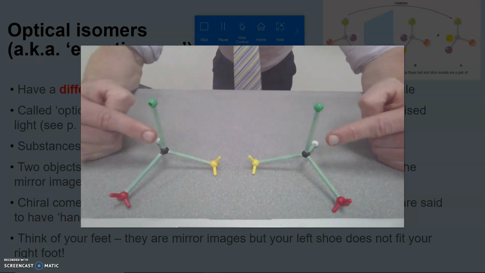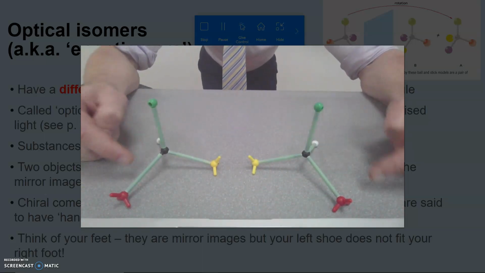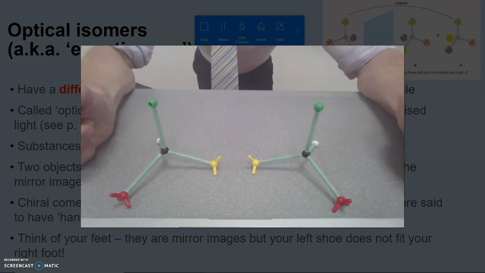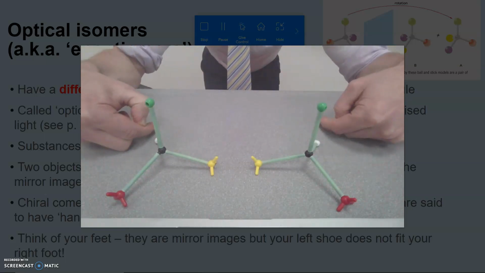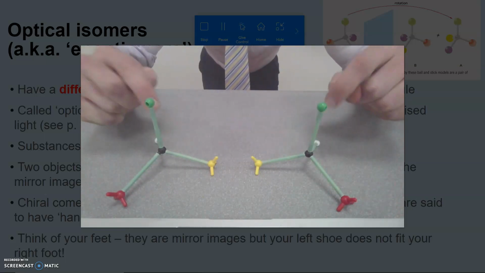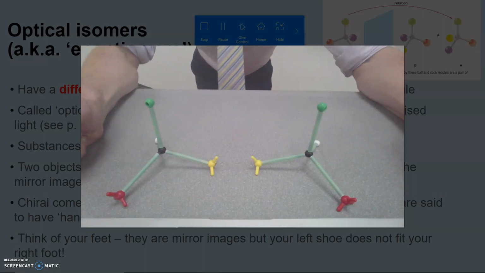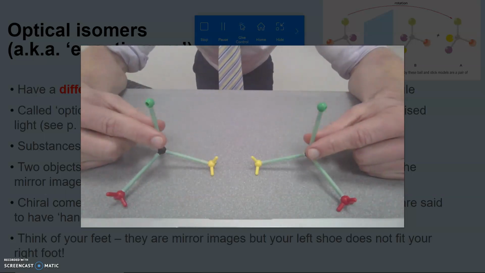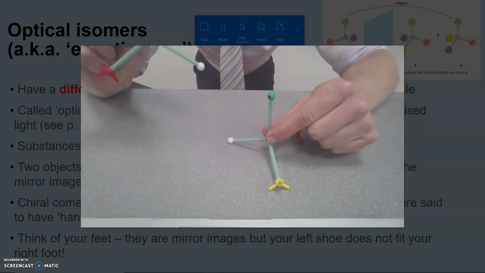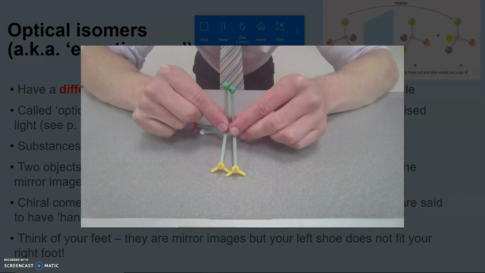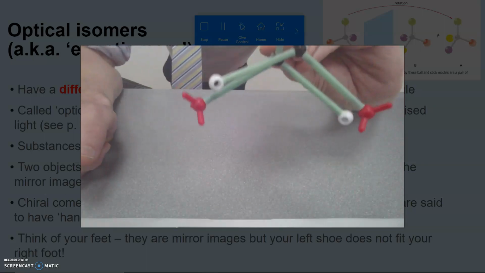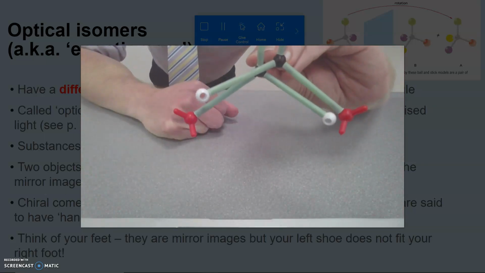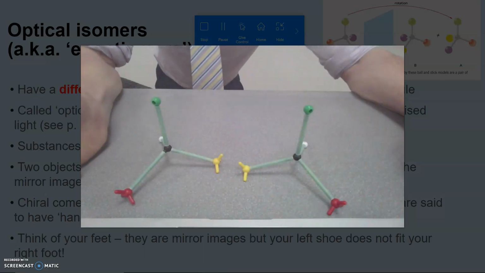So I've got a carbon center, with 4 different attachments: green, white, red, yellow. They're mirror images. I've got the yellows pointing together, the whites are pointing towards me, the reds are pointing towards the camera, and the green is up above. Let's see if I can superimpose these. I'm going to line up the green and the yellow. The green and the yellow can superimpose, but the red and the white are not superimposed. So we call that a chiral center.